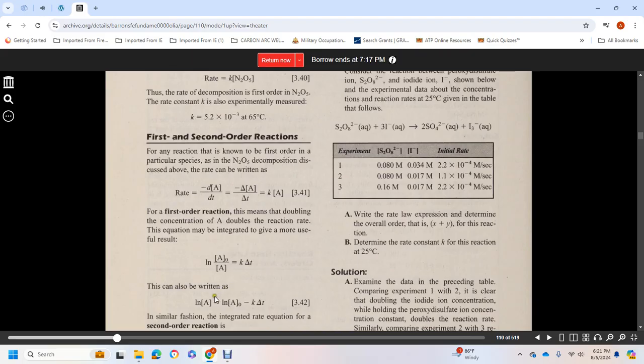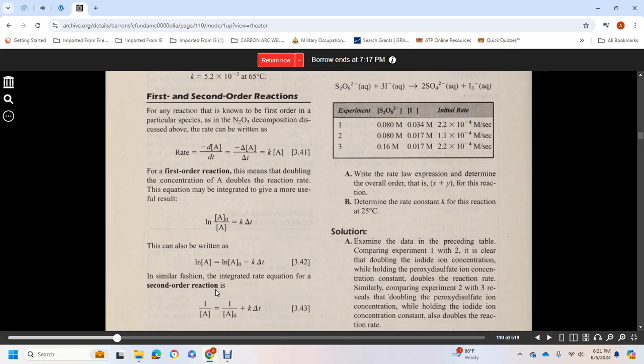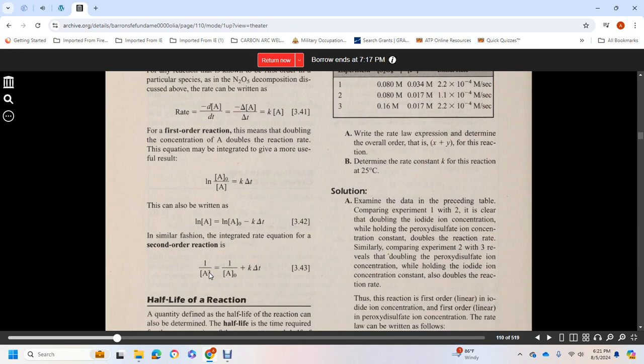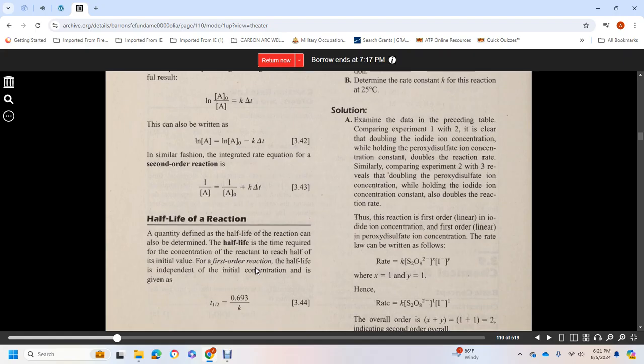The result for a first order reactant A can also be written as ln [A] equals negative k t plus ln [A]0. In similar fashion, the integrated rate equation for a second order reaction is 1 over [A] equals 1 over [A]0 plus k t.